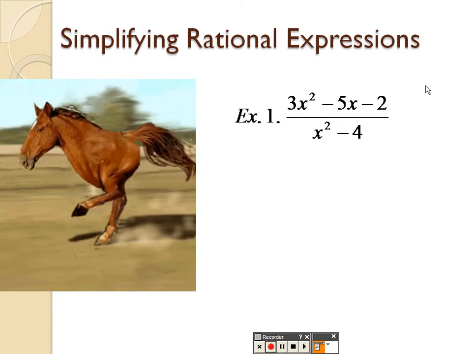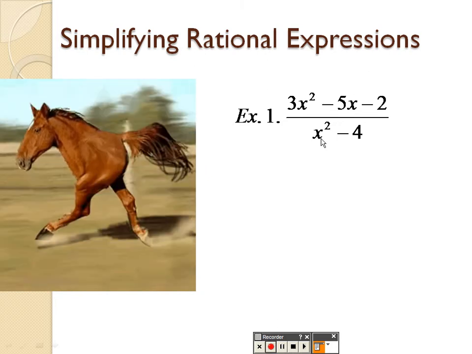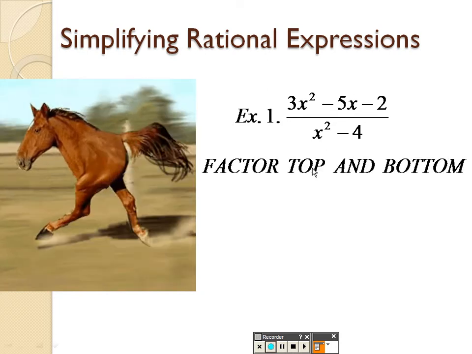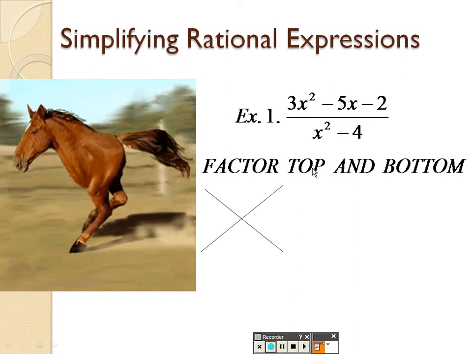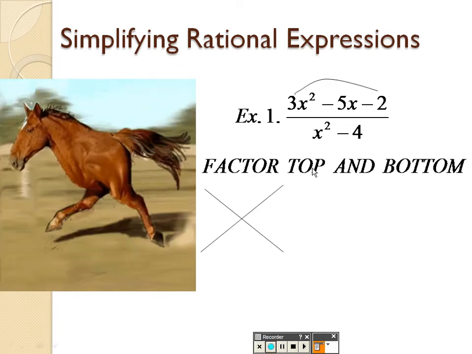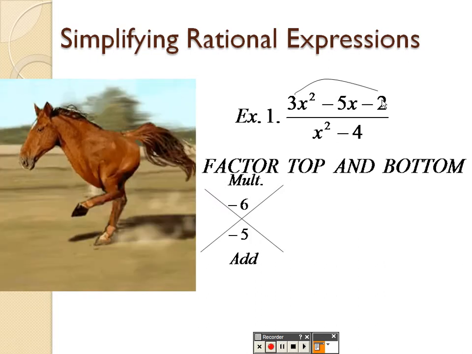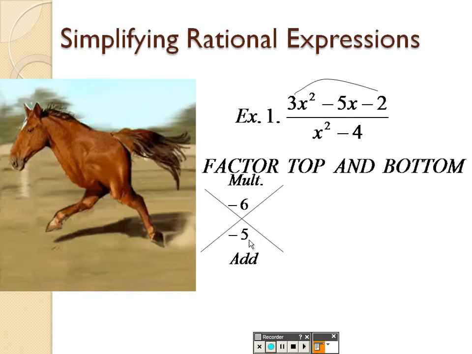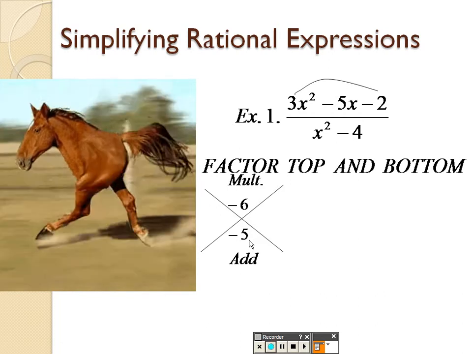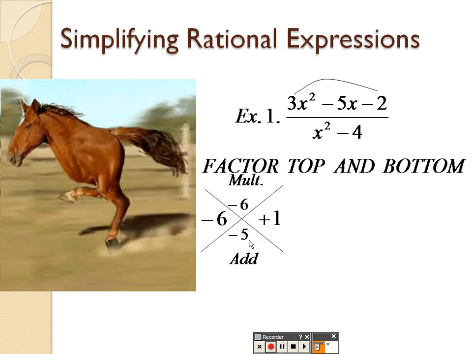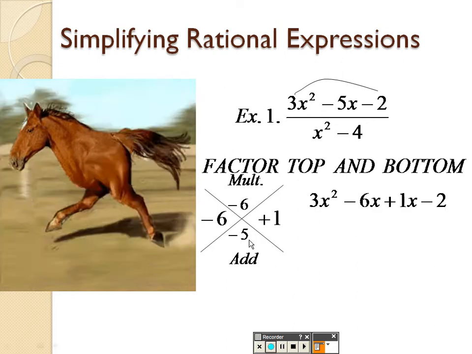What that means, we need to factor both the top and the bottom. So I'm going to start by factoring the top. So that's slide and divide. 3 times a negative 2 is negative 6. So it multiplies to give you negative 6 that adds to give you a negative 5. Well, the first thing that comes to my attention is the negative 6 and the positive 1.